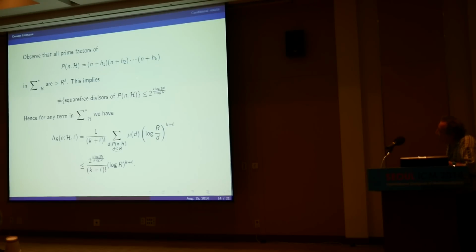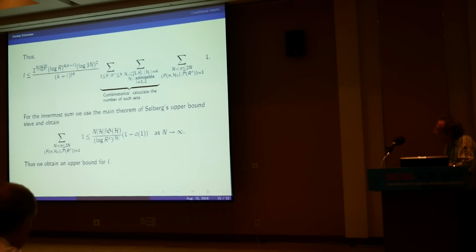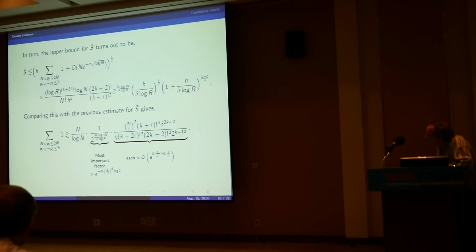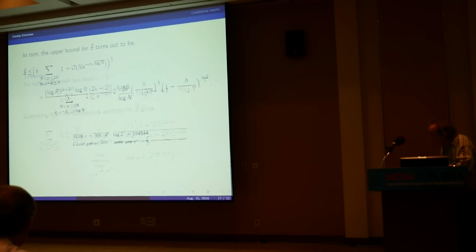And the idea is now, since we eliminated those n's with P and H having small prime divisors, you can now limit the number of the square-free divisors of P and H, depending on delta. And then once you take this number, you can bound your lambda sub r, because there are at most this many terms in this sum, and you take the maximum possible value of the interior, which is this log r to the k plus l. So you get an estimate, and the final thing comes out to be this way.